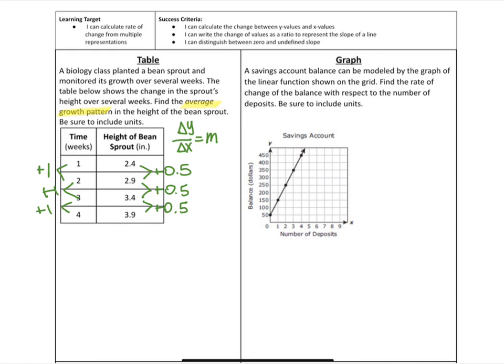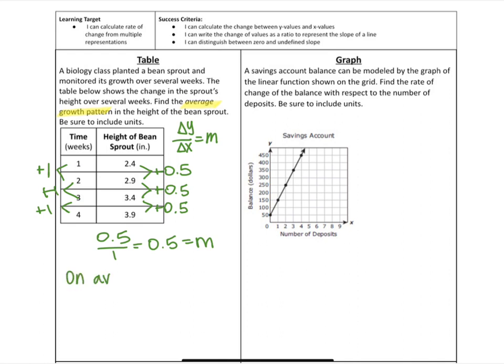So I can put my change in y over my change in x and put 0.5 over 1, which is going to simplify to 0.5 as our slope. And we're almost done, but let's look at it in terms of what it means for the problem, because our question asked us to include units. So what does this mean? Well, it's asking us to find the average growth pattern. Let's write what that means in words.